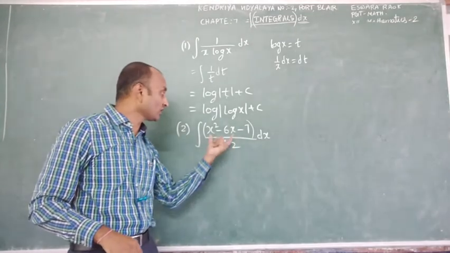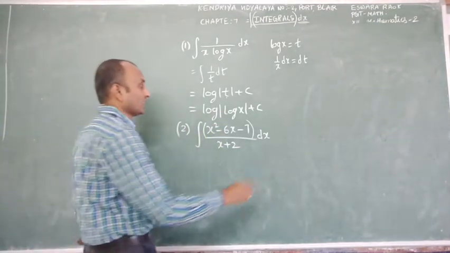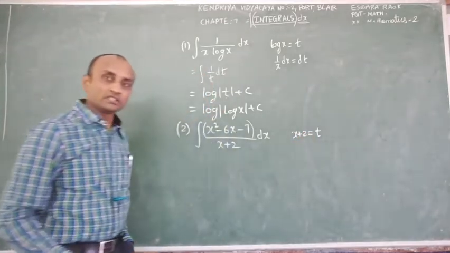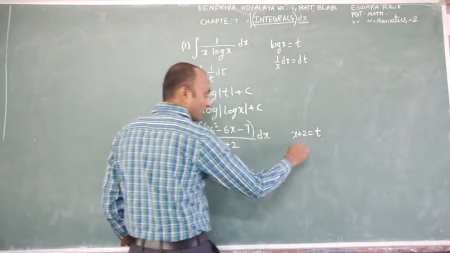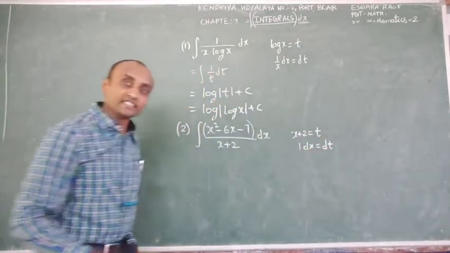I won't get it because it is not a factor. x plus 2 is not a factor of this. In this case, just take x plus 2 is equal to t. What is the derivative of x plus 2? 1 into dx is equal to dt. Now, dx and dt are same.